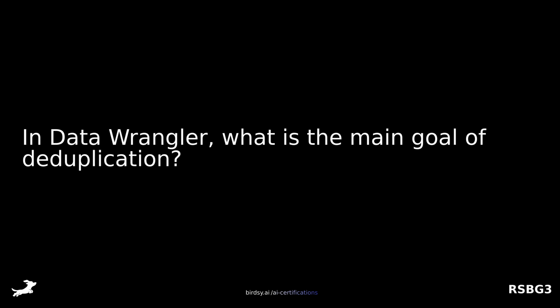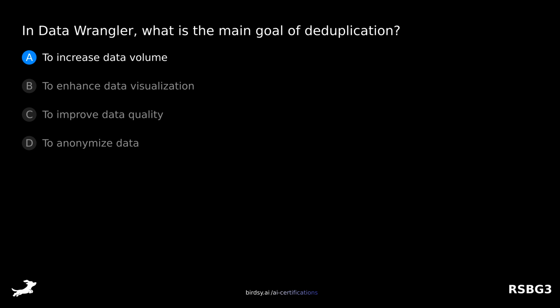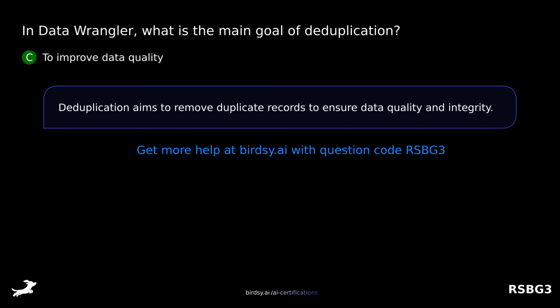In Data Wrangler, what is the main goal of deduplication? Is it A, to increase data volume, B, to enhance data visualization, C, to improve data quality, or D, to anonymize data? The answer is C, to improve data quality. Deduplication aims to remove duplicate records to ensure data quality and integrity.